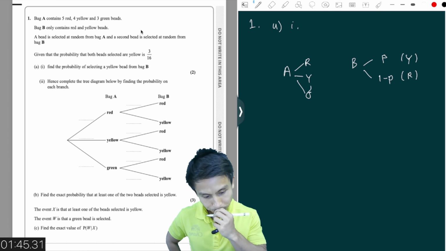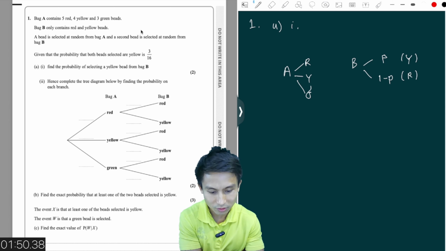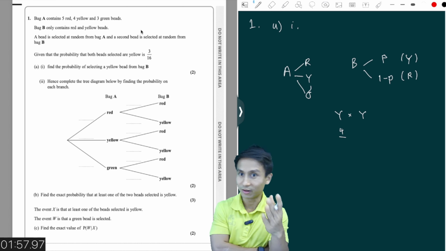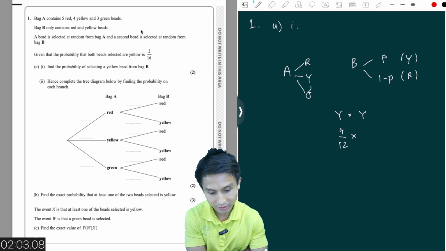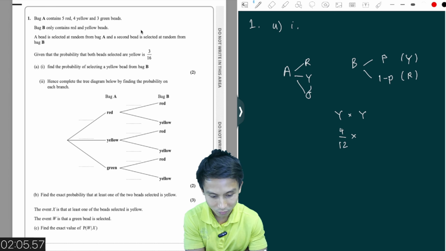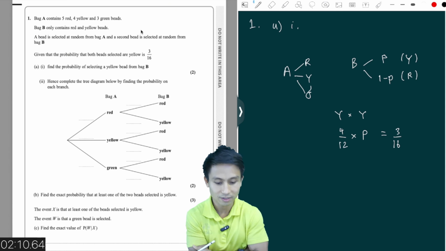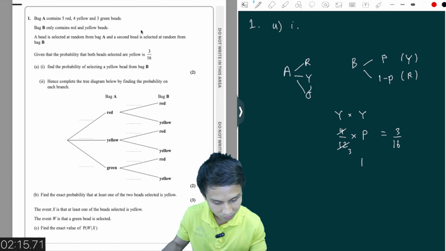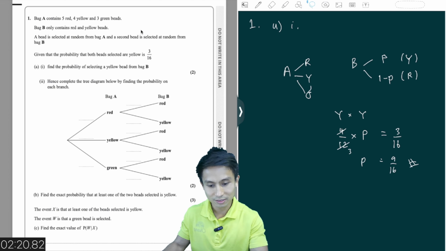So we want both beads being yellow, so that means we have yellow and yellow. So yellow from bag A is 4 out of, because there are 4 yellow beads and overall there are 12 beads, so 4/12 times the probability of yellow bead from bag B, which would be just P because I let it be P, and then this would be put equal to 3/16. Then we solve for P. Canceling 4 and 12 there, we get 3, so P would be 9/16, and that is already simplified, so that is the answer there.